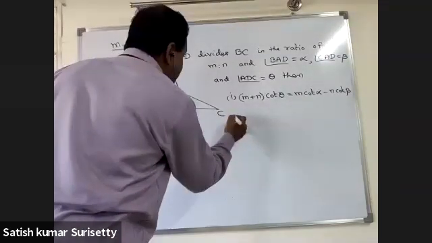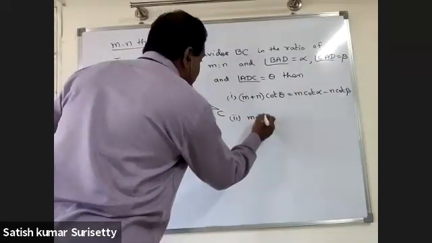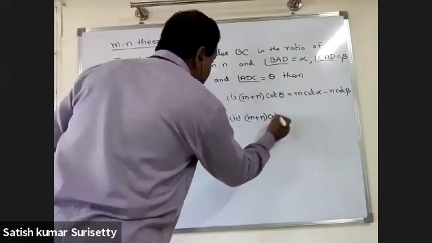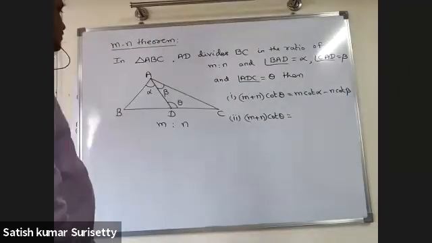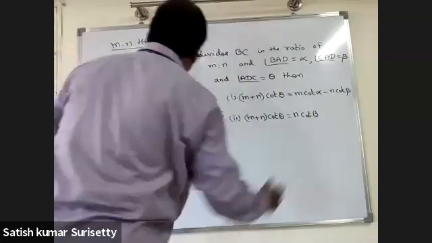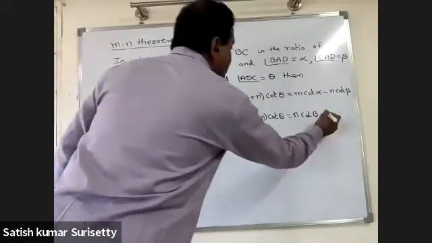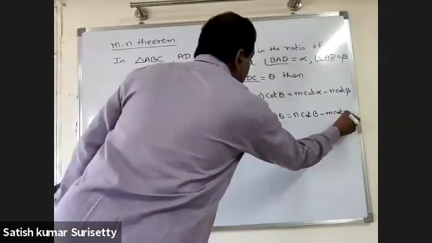Second one, M plus N into cot theta equal to N cot B minus M cot C.